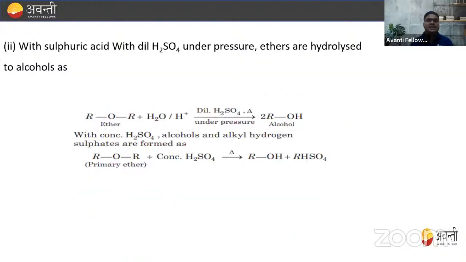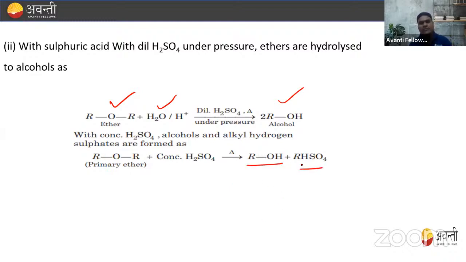चलो. Now with the sulfuric acid, with the dilute H2SO4 under the pressure, ether are hydrolyzed to alcohol, right? For example, we have an ether, and when treated with the dilute acid, that is H2SO4, under some pressure, you will get 2 molecules of alcohol. Similarly, with the concentrated H2SO4, alcohol and alkyl hydrogen sulfate are formed.